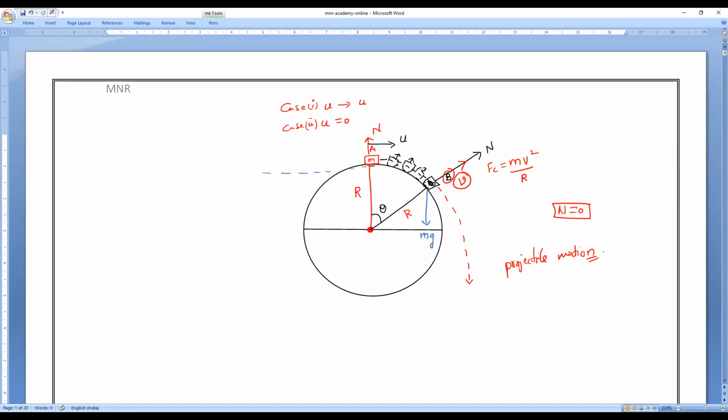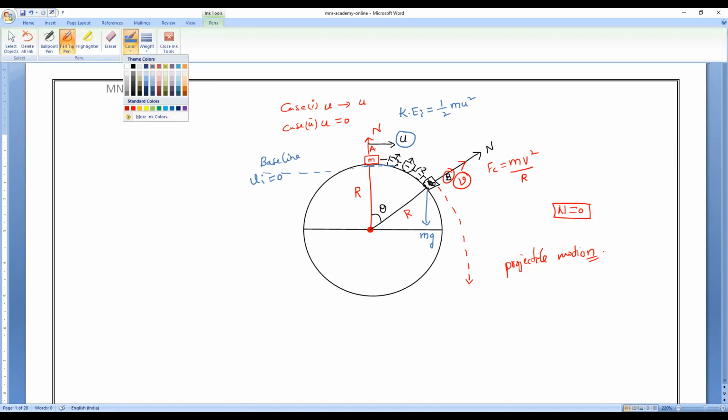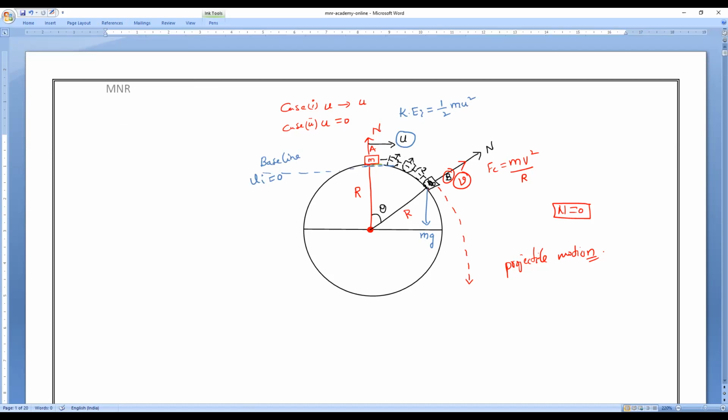At the baseline, we all know the body already has some initial velocity. So what is the initial kinetic energy, everybody? Initial kinetic energy equals half m u square. As the body is at the baseline, what is the initial potential energy? Speak loudly, everybody. Baseline initial potential is how much, guys? 0. Understand?